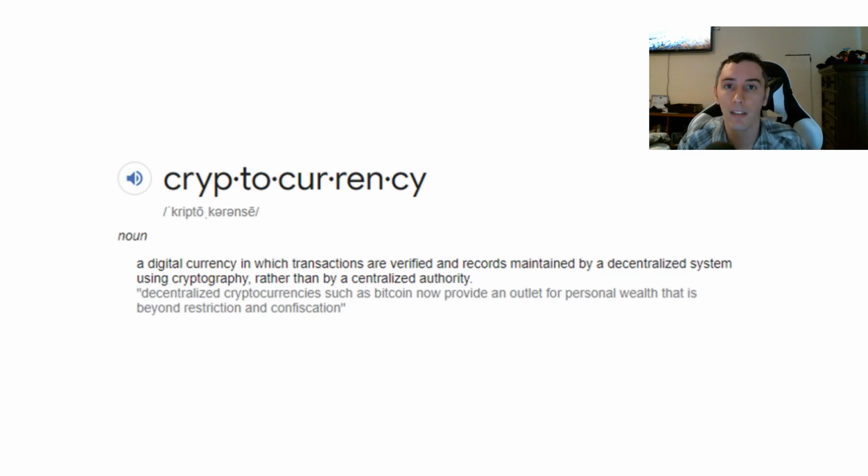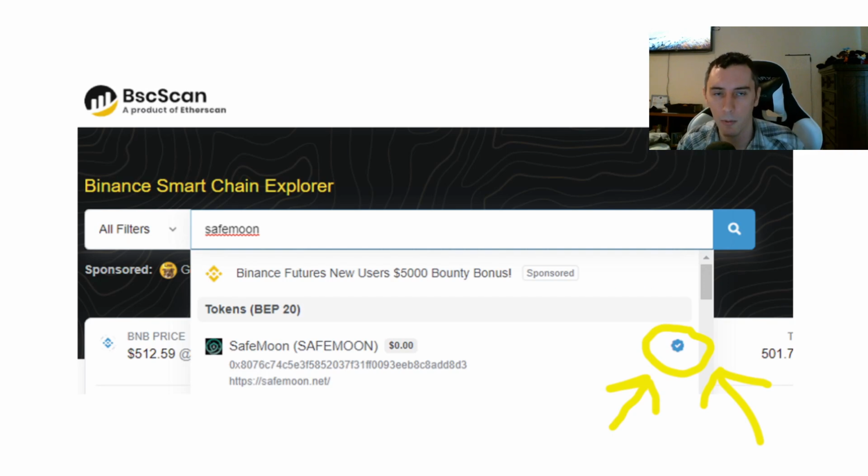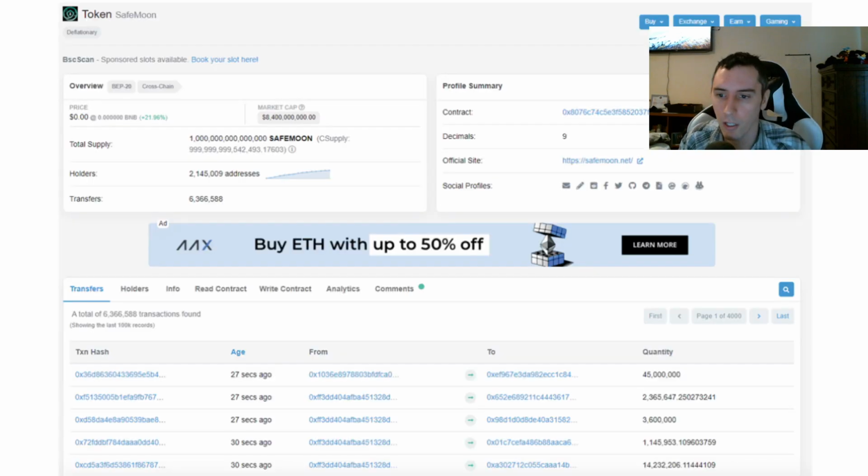Now let's define whether or not it's even a cryptocurrency, because I've heard the argument that SafeMoon is not a cryptocurrency. Here's the actual definition of a cryptocurrency: a digital currency in which transactions are verified and records maintained by a decentralized system using cryptography rather than by a centralized authority. Well, guess what, guys? You can go to BscScan, the Binance Smart Chain scan. If you type in SafeMoon, you're going to see there's a little verified check mark next to it. That's something you have to go through a process on in order to get verified on the smart chain. So that was amazing to see in its own right. If you click on that, you can see, for example, recent transactions. You can see exactly where it went to and from where. That's decentralized, so this fits within the definition of a cryptocurrency.